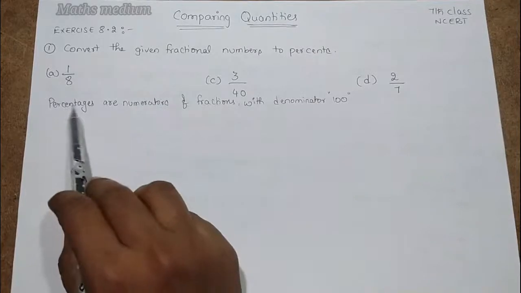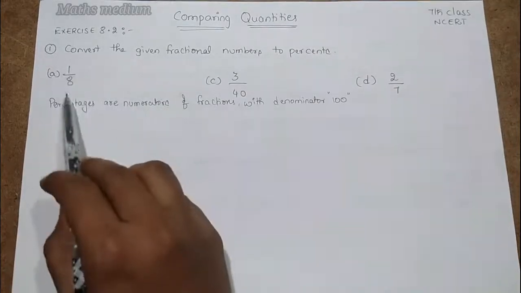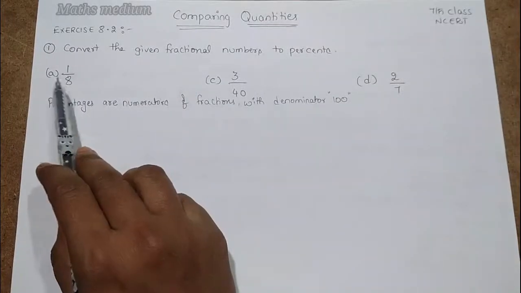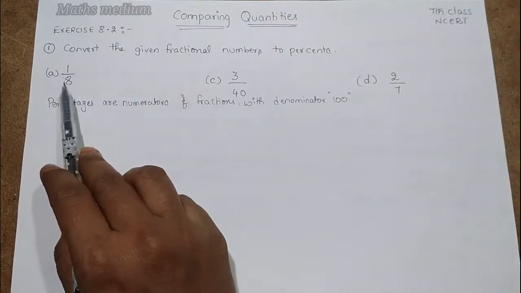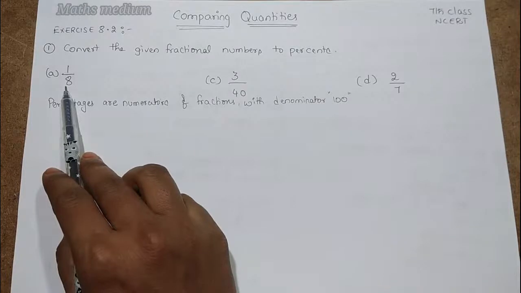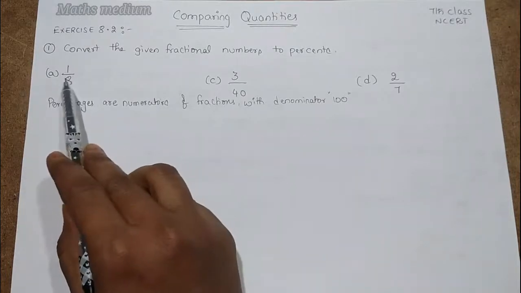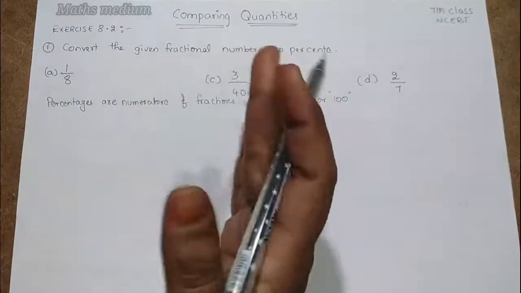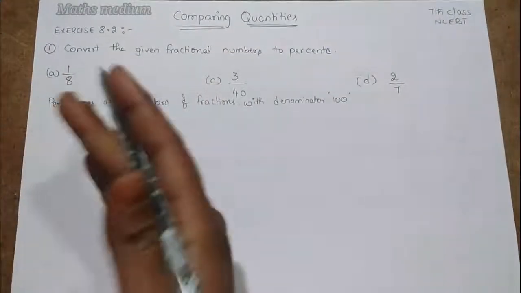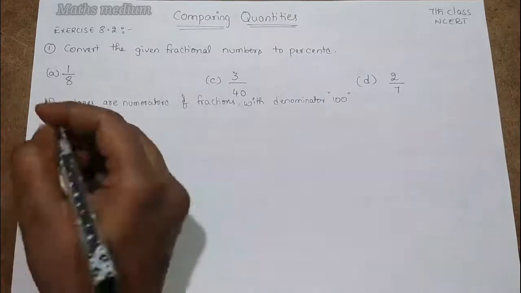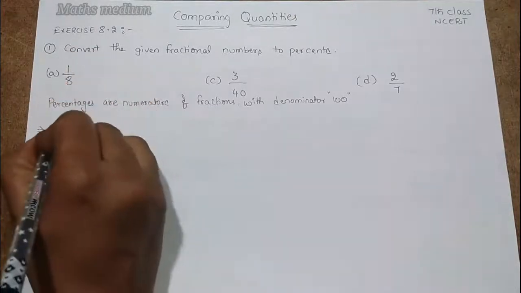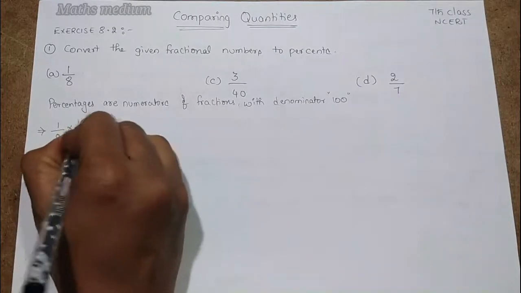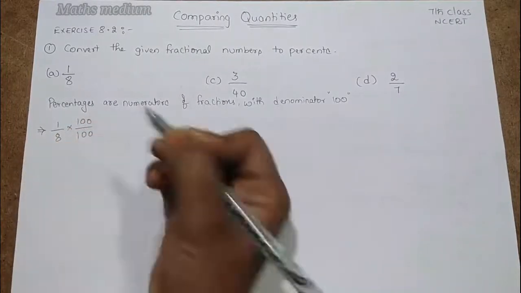That is, percentages are numerators of fractions with the denominator 100. So in order to get denominator 100, either we have to multiply the denominator by 100, or if there is a chance to get 100 in the denominator, then we have to multiply that number with this number and get 100 in the denominator. So for that long procedure, I am going to the short procedure, that is 1 by 8 into, I am multiplying both numerator and denominator with 100.